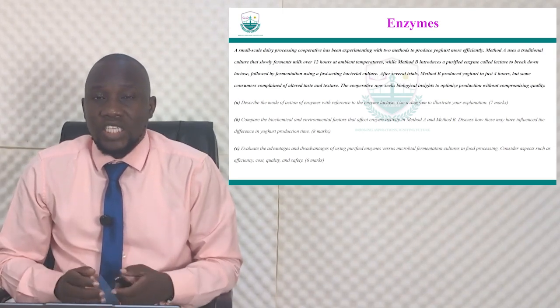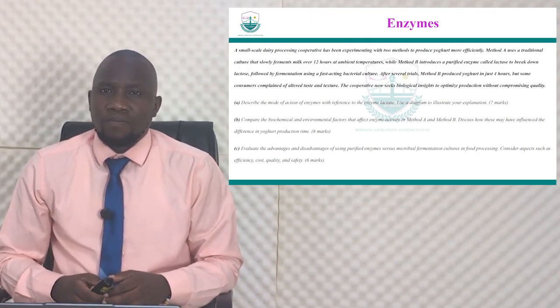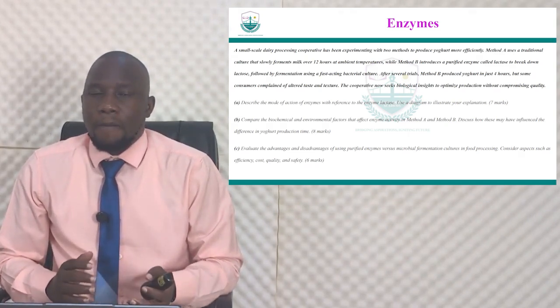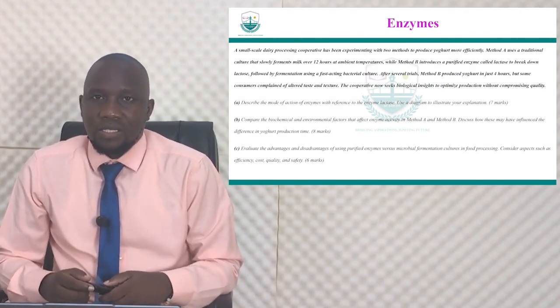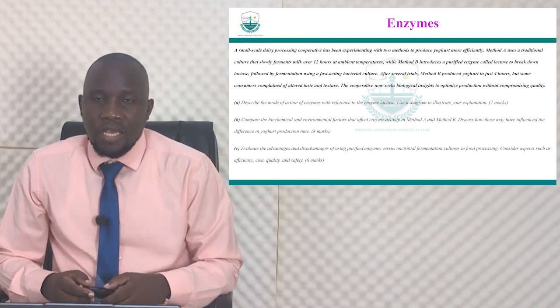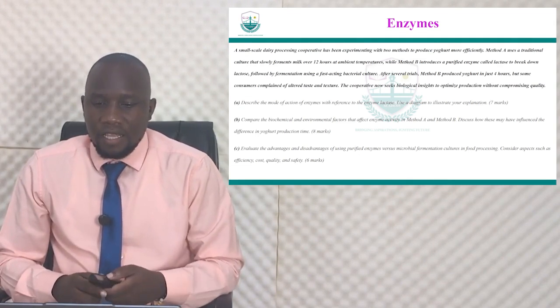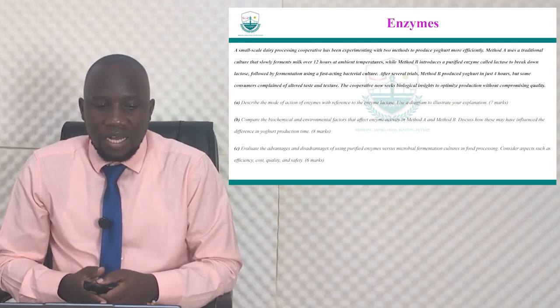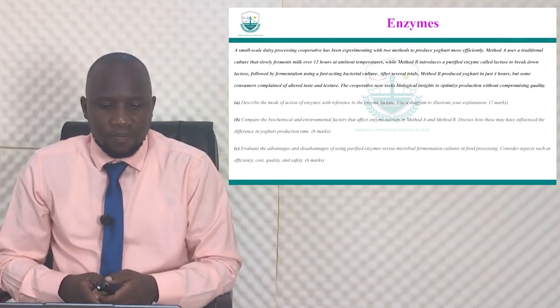Okay, remember they're interested in producing yogurt. So yogurt is produced as a result of fermentation, and this fermentation has to happen with the help of enzymes. So they're using traditional culture to get that enzyme that can carry out that fermentation. And then the second method is when they introduce a purified enzyme called lactase to break down lactose. Remember, lactose is the sugar that we find in milk.